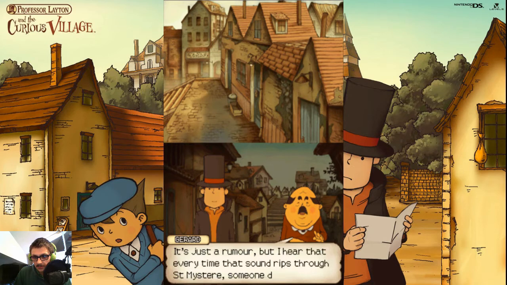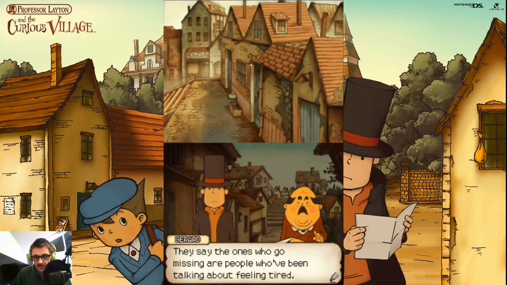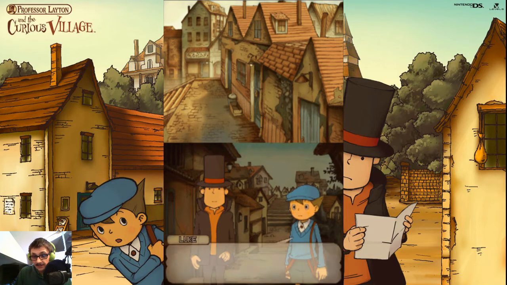It's just a rumour, but I hear that every time that sound rips through St. Mystery Street, someone disappears. They say the ones who go missing are people who've been talking about feeling tired. Those who disappear are back before you know it, so it's probably just a load of poppycock. Whenever noise occurs, someone disappears. Interesting. Very interesting.